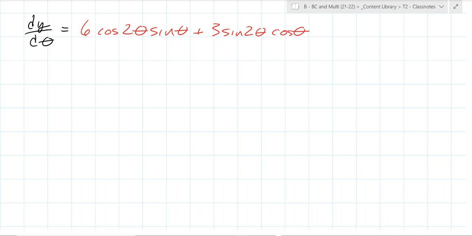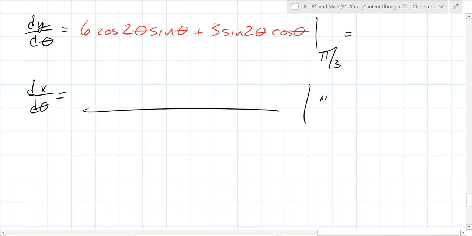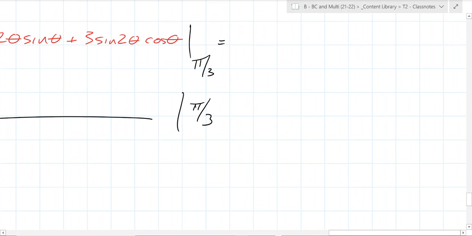Because if you know your basic trig, you should be able to plug in π/3 into this and get an answer in like 10 seconds. You should. If you can't, you need to study your unit circle. Do you do something similar for dx/dθ? Yep. You get something else, and you get this right here. And then what do you do with these two things?